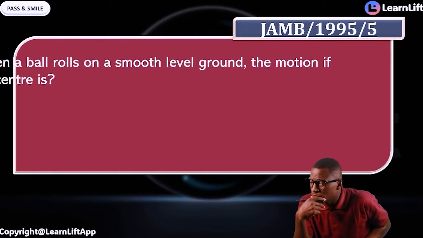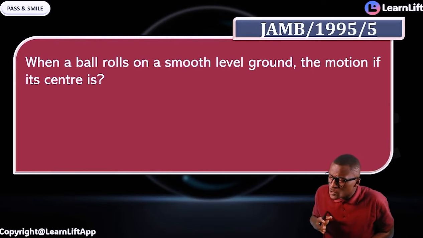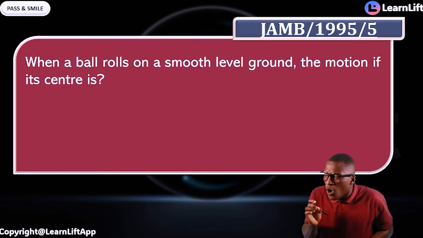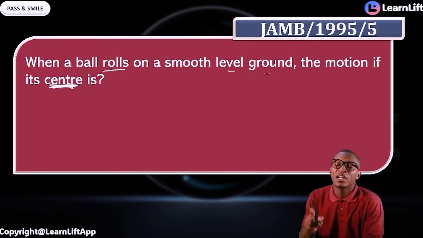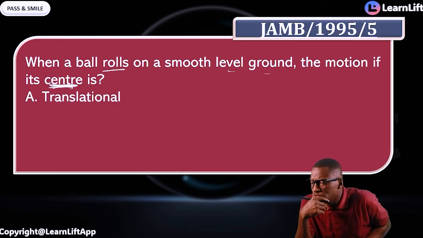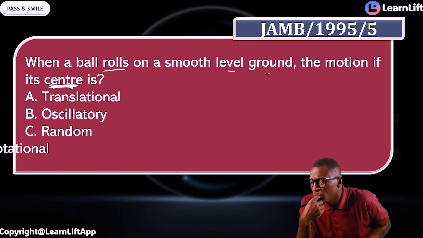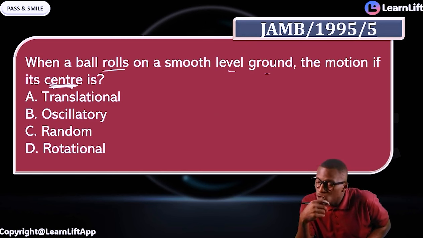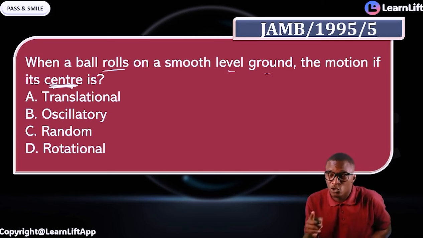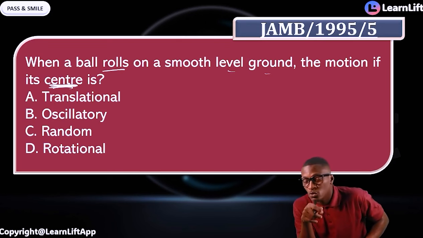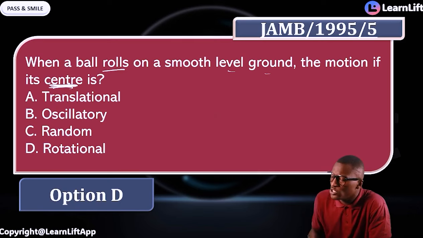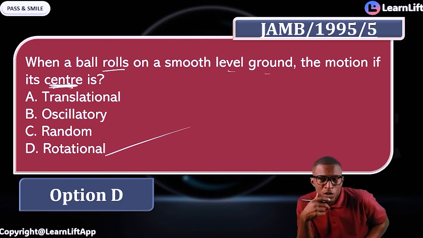1995 question 5. The question says that when a ball rolls on a smooth level ground, the motion of a body around its center is called dash. Option A, translational; B, oscillatory; C, random; D, rotational. The motion of the body around the center is called rotational. Think of the wheel of a car, a ceiling fan, rotation around an axis, just like a couple. So option D becomes the answer, which is rotational motion.